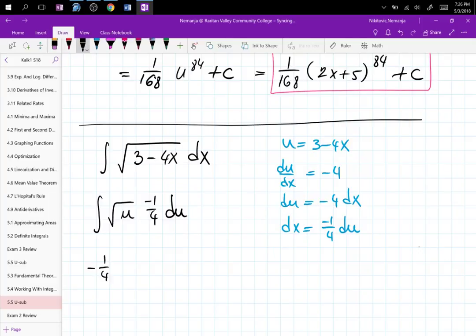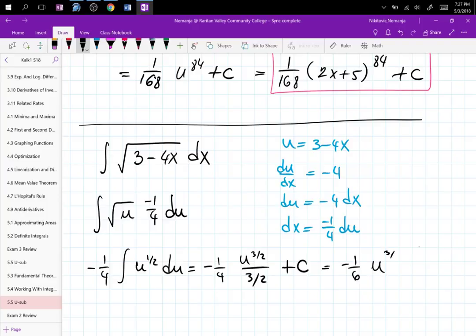So now I kick negative 1/4 in front of the integral. I write u to the 1/2 du, so it's easier to add 1. And then negative 1/4 u to the 3/2 divided by 3/2 plus c. The 3/2 becomes 2/3. That cancels, so this is now negative 1/6 u to the 3/2 plus c.